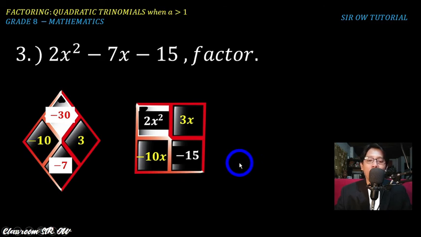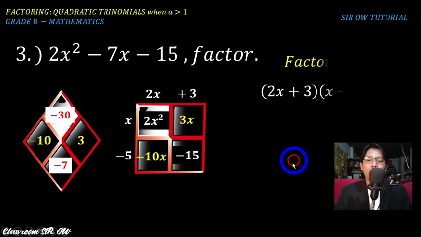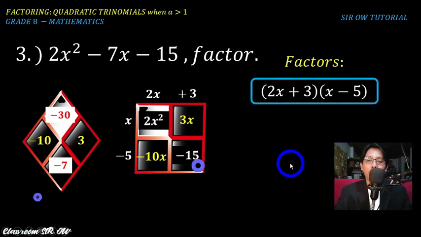So we will factor out 2x squared. So we have 2x times x. Next is we divide 3x by x. So that is positive 3. And negative 10x divided by 2x, that is negative 5. So we will just copy the numbers and variables outside the box. So we have 2x plus 3 multiplied by x minus 5. And this will be our answer.